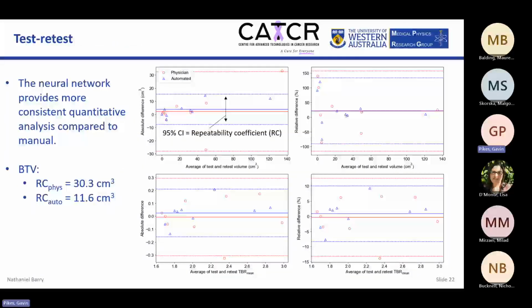So a unique aspect of the data set is the test-retest data. And so something that hasn't really been looked at in the literature in this space is how consistent would a neural network be under test-retest conditions compared to a physician. And so we can look at that by measuring the repeatability coefficient, which is just the width of the dotted line, as you can see there. And in every case, no matter how you look at it, absolute, relative, for volume or mean tumor to background ratio, the automated measurements are more consistent under test-retest conditions.